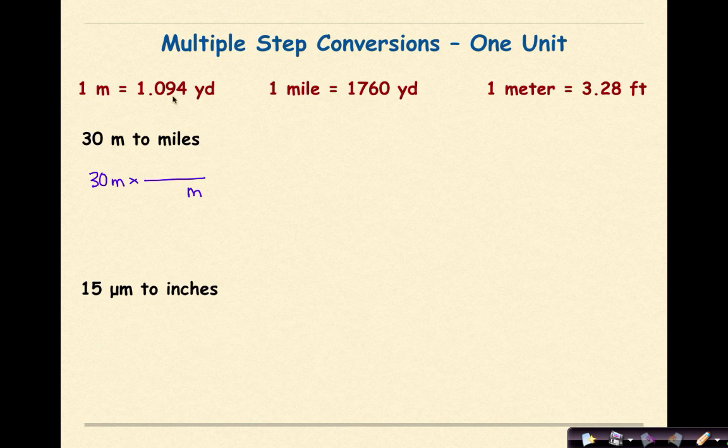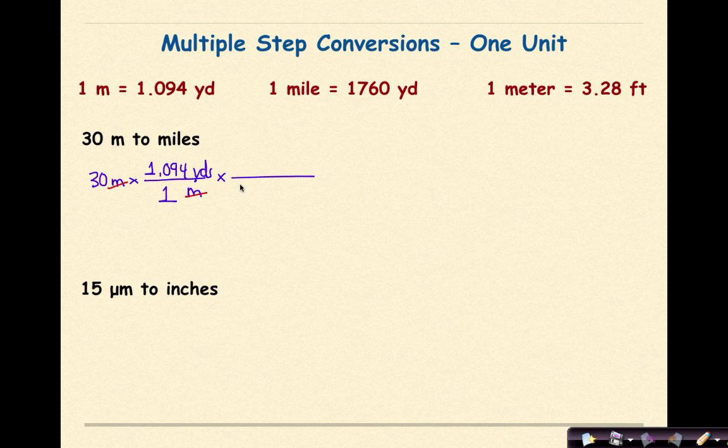So I'm going to start by using this conversion right here. 1 meter is equal to 1.094 yards. Another multiplication sign and a line, because I look at this and I say, all right, meters are gone. Meters cancel meters, and now I'm in yards. But I don't want to be in yards. I want to be in miles.